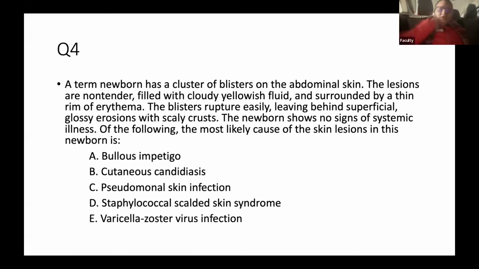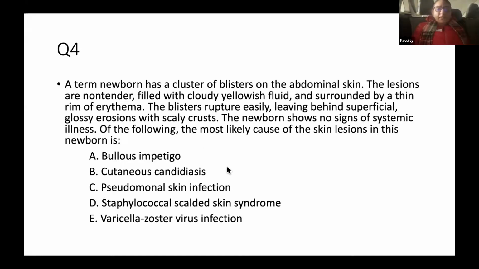Because in cutaneous candidiasis, you will see the target lesions, right? And pseudomonal skin infections will not look like these blisters. They will be just blackish things. And staphylococcal scalded skin syndrome will be like a scald, quite extensive, and the skin will be peeling off. And in varicella zoster virus infection, there will not be a superficial glossy erosion, and scaly crust will not be seen. So it is bullous impetigo.